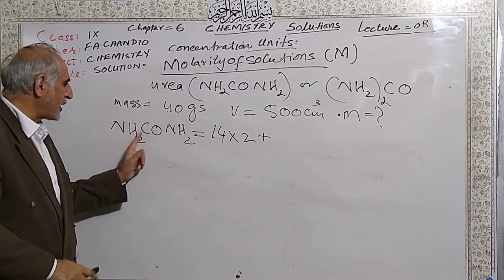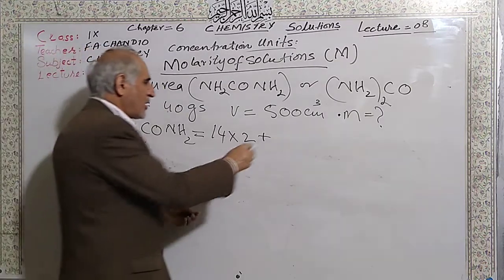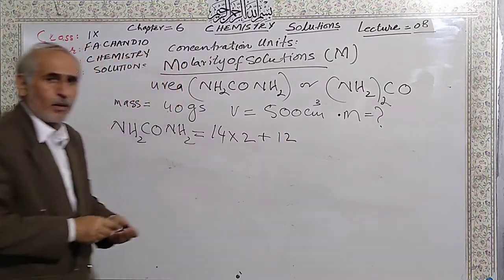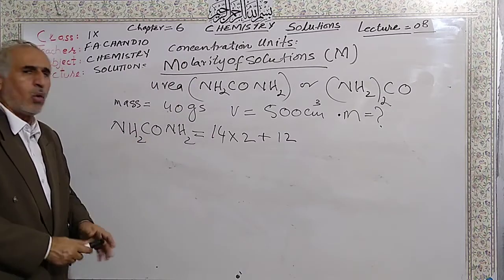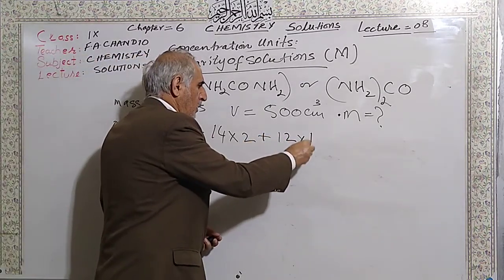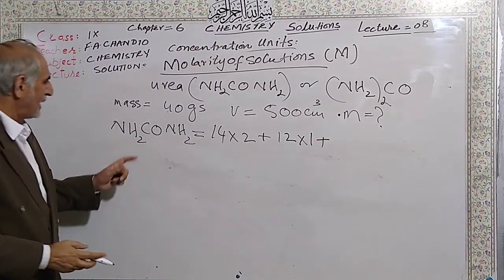Then the next element is carbon. Atomic mass of carbon is 12. Is there any other carbon? No, so multiply by 1. Then plus sign, oxygen.